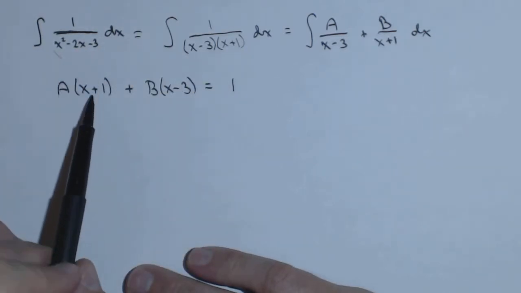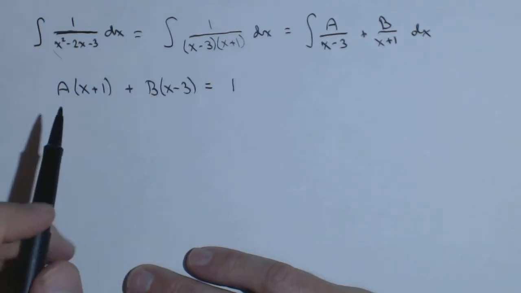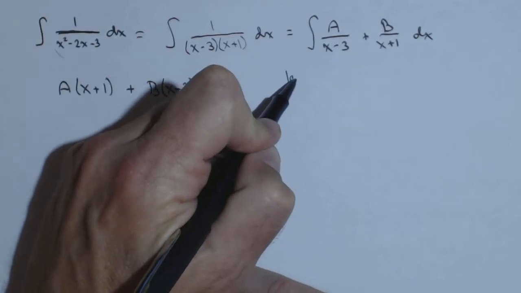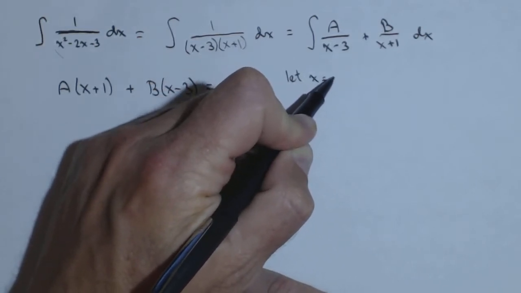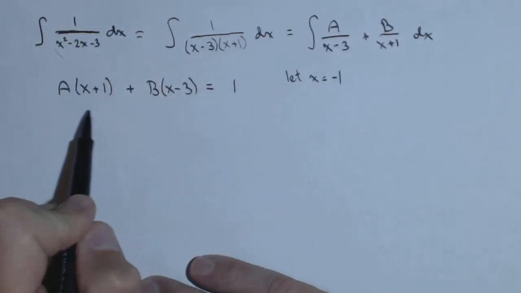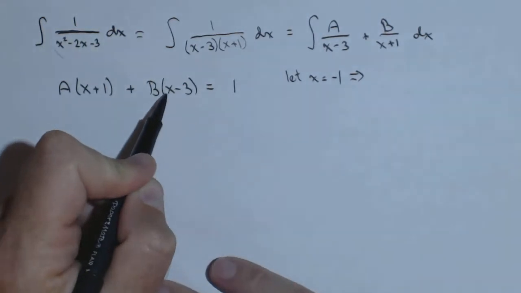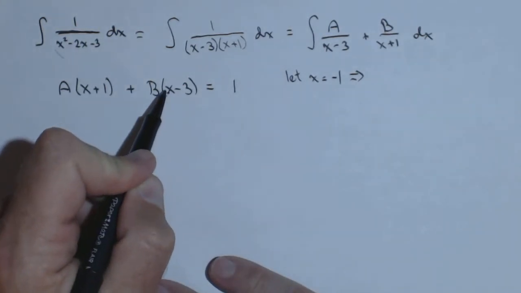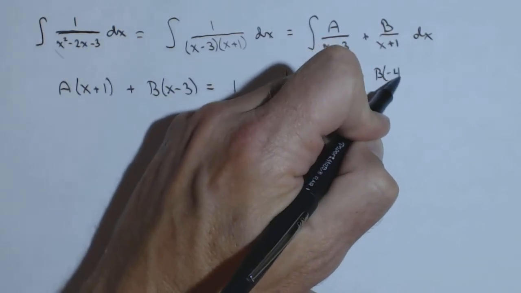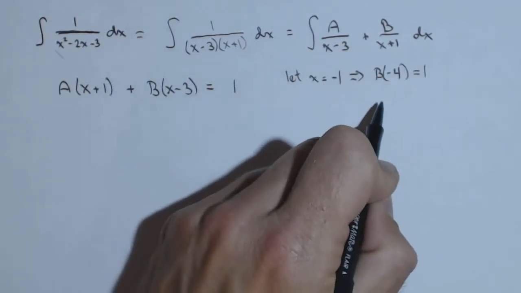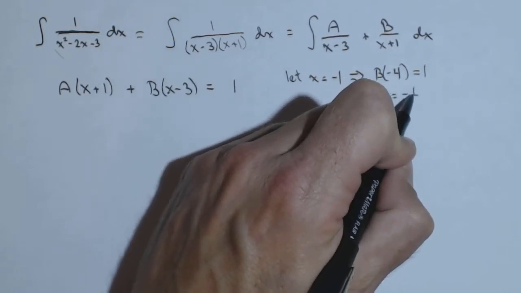Now there's a real nice way to solve this for A and B by zeroing out factors. So what I'm going to do first is I'm going to let x equal minus 1, because that zeroes out this part. And what we get, if you put a negative 1 in here, you're going to get B times a minus 4 equals 1. So that results in B equaling negative 1/4.